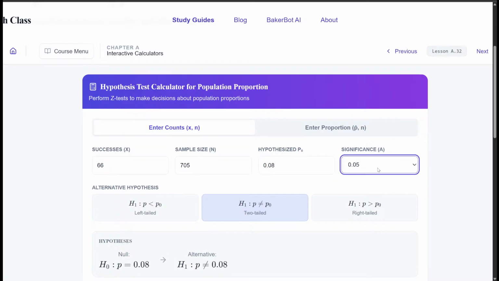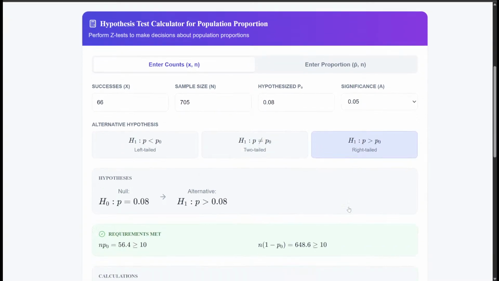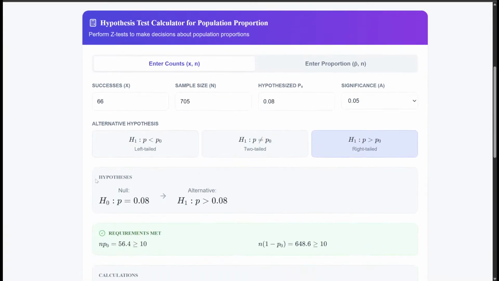And a significance level of 0.05. And we were doing a right tail test. So when you're doing your problems, this is where you're going to check and make sure that you're doing the right ones when you type it in the calculator. You want to make sure your hypothesis matches the hypothesis here. Okay?